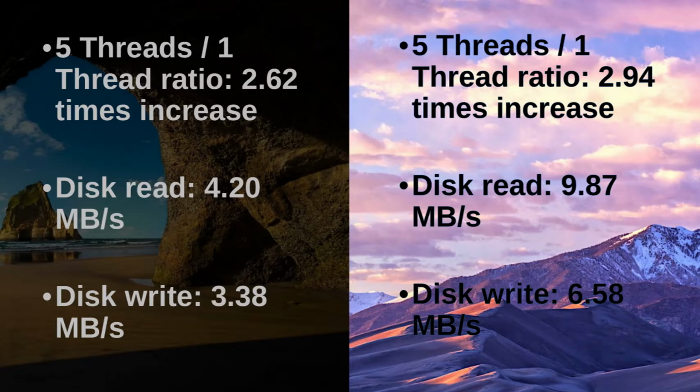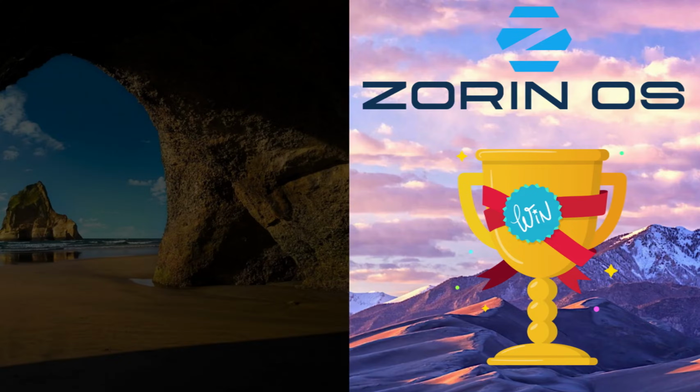Regarding thread management, a direct comparison couldn't be made since they handle different sizes. However, we calculated the increase ratio using multithreading. Zorin increased by 2.94, Windows by 2.62. Zorin OS 18 is undoubtedly the winner of this comparison. Its motto is true, and Windows users can migrate to Zorin OS, keeping the familiar Windows look.